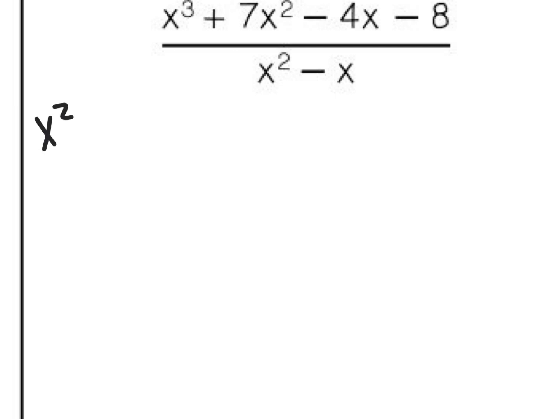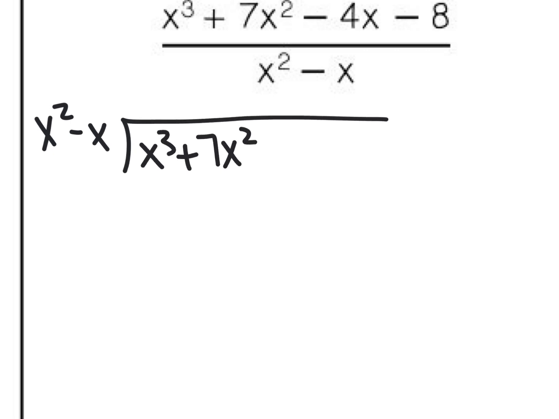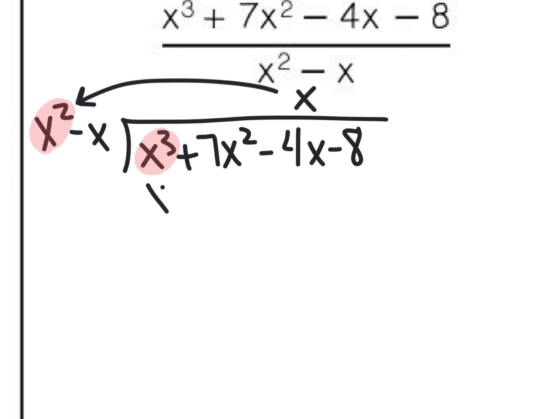Number 9. So I have x squared minus x into x to the third plus 7x squared minus 4x minus 8. We're going to have to start with our leading terms. So we have x squared into x to the third. Well, what times x squared is x to the third? X. I'm going to write it way over here where my x is. You don't have to do that; that's just how I was taught. And we have to multiply, right? So x squared times x is x to the third.